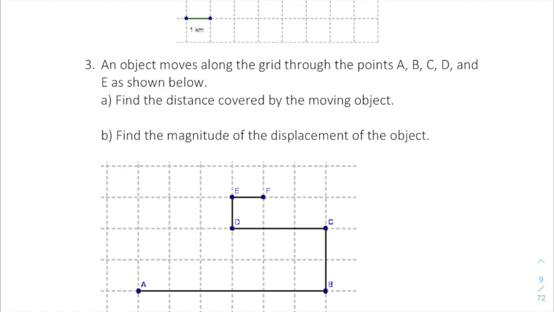Okay, so for this question, it says an object moves along the grid through the points A, B, C, D, and E. And so we're going to give this a shot.